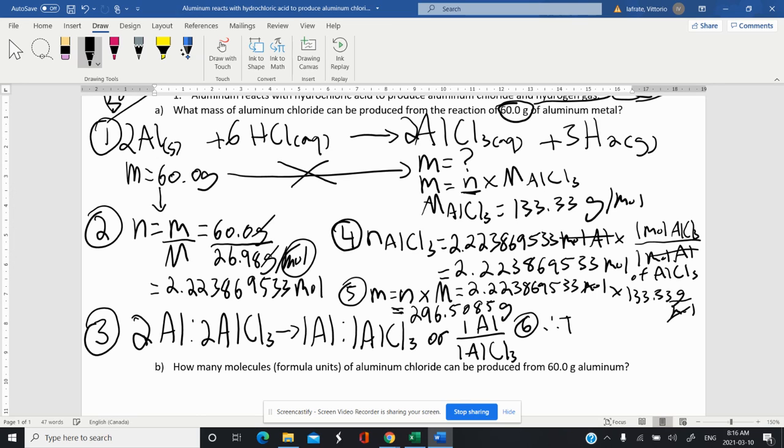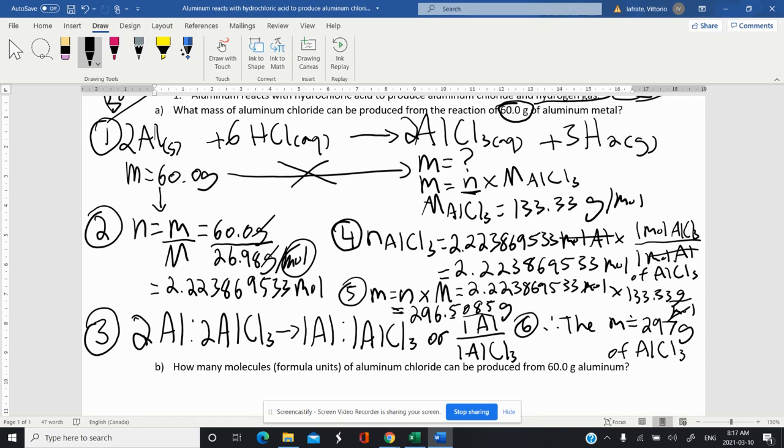Therefore, the mass is approximately, and I'm going to round to my sig figs here. We wanted 3 sig figs, so normally we'd round to 296, but because after the 5 there's numbers, we're going to round to 297. So 297 grams, that is 3 sig figs. And I'm going to put of aluminum chloride.